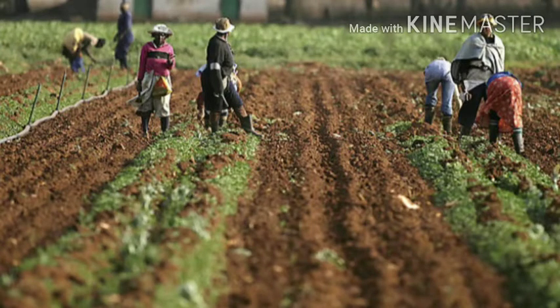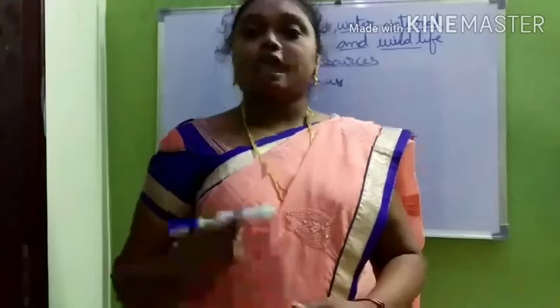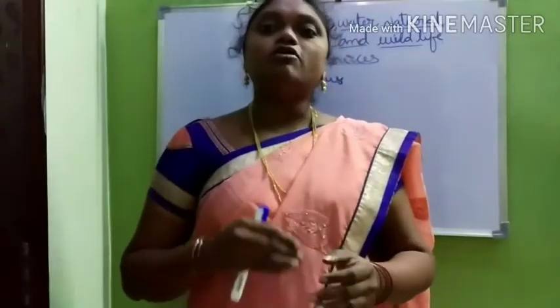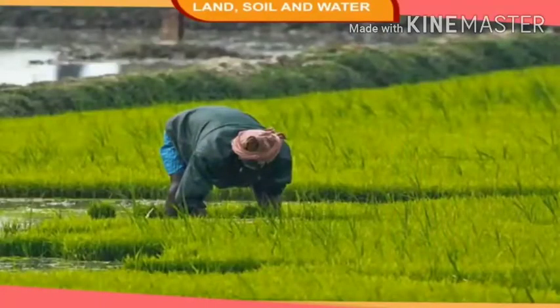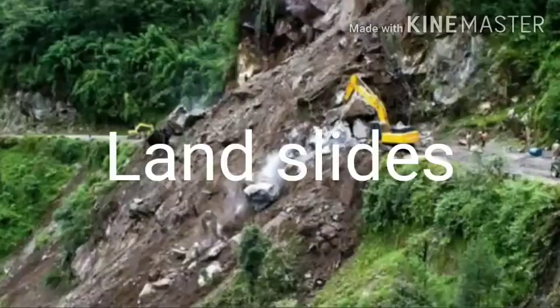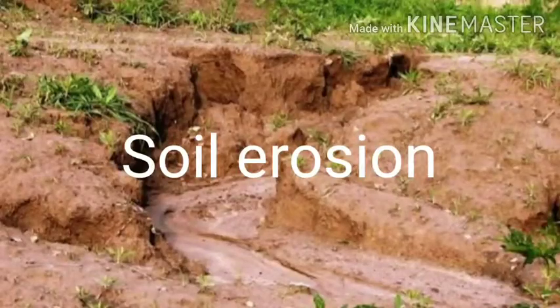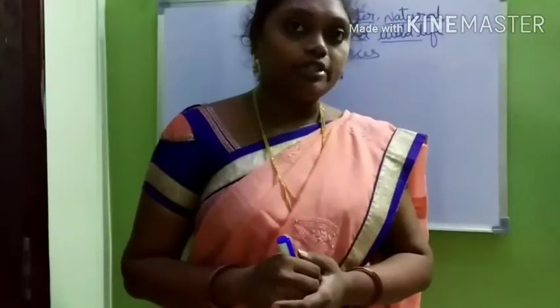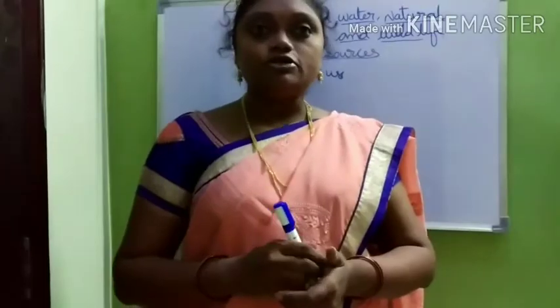The vast change in the land use pattern reflects the changes in society because of expansion of agriculture and constructive activities. So major problems like land degradation, landslides, soil erosion and desertification are created. This is the main concept of land. I hope you understand about the land. And the next topic is soil.